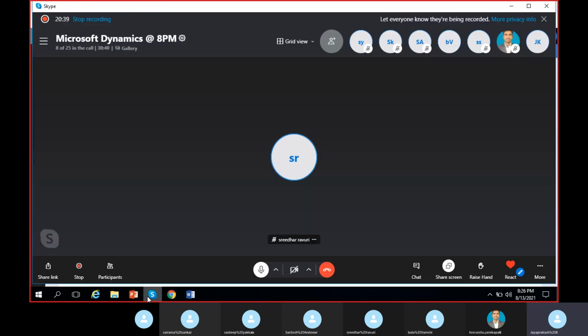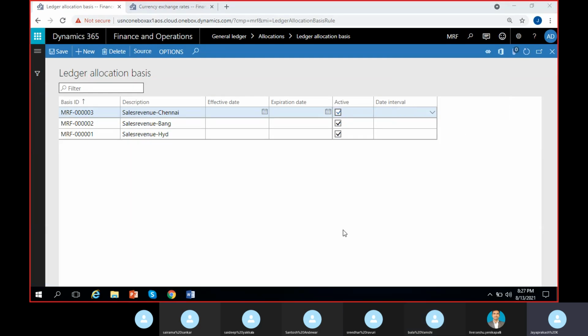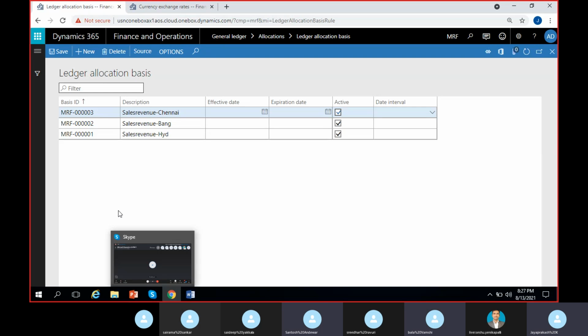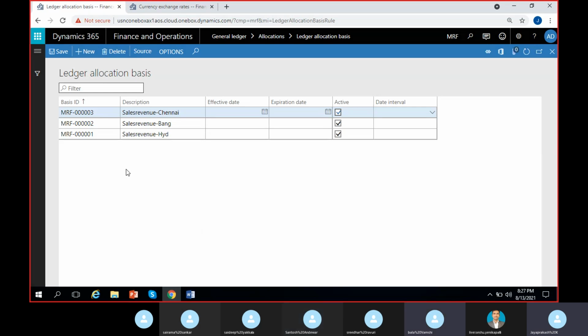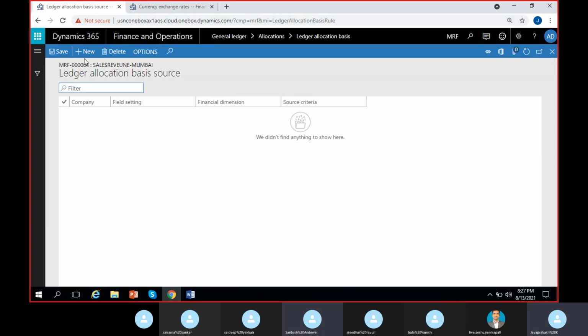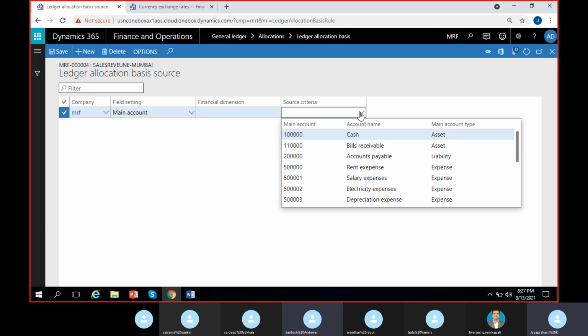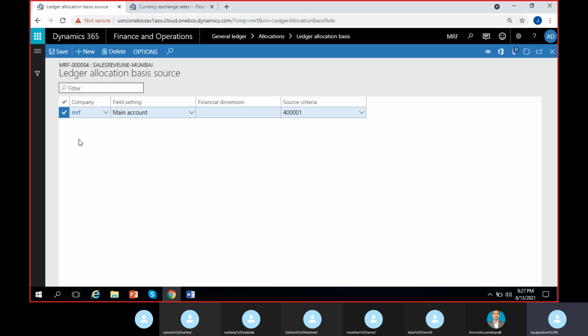Can anybody take lead? Anyone else other than these three? Yeah, Santosh. Yes, bro. Click on new. Description: sales revenue Mumbai. Active. Source, and plus new. Main account, and the source criteria is sales revenue. Main account source criteria is 4 lakh, sorry, 4 lakh 1. Okay. And again new.